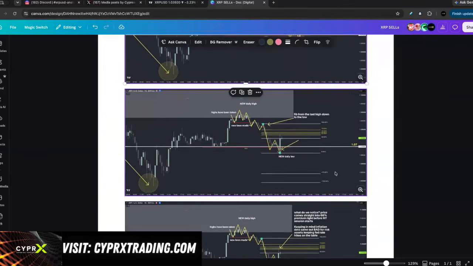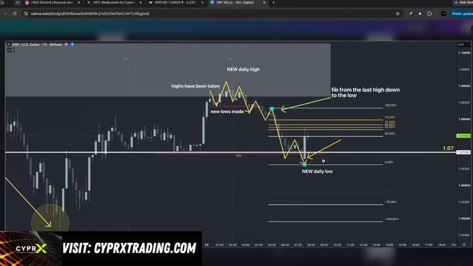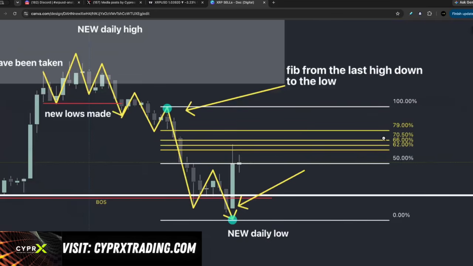We're still operating on the 15-minute time frame. Now that price has created a new premium, we can take our fib from the last high down to the new low. Doing so, prior to the session open during New York, we notice that this 7:30 a.m. candle pushes price straight into a 66% premium from where London session had sold from.